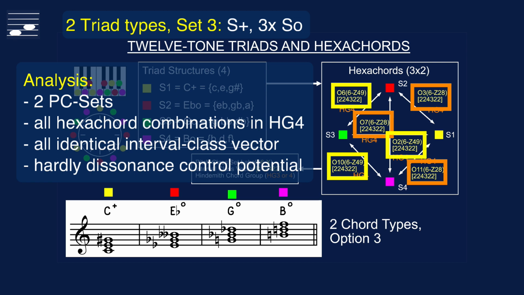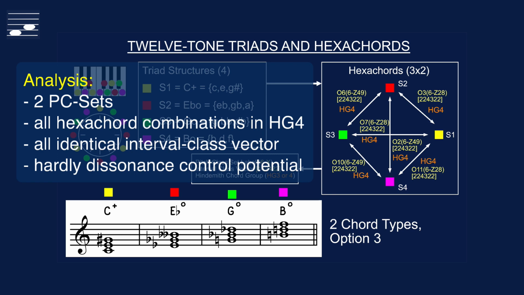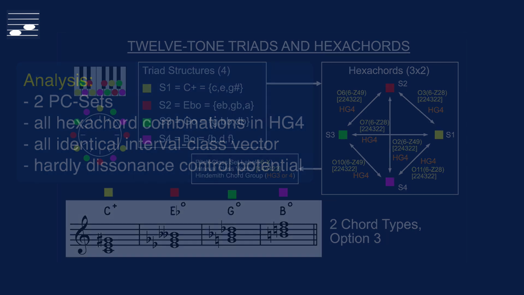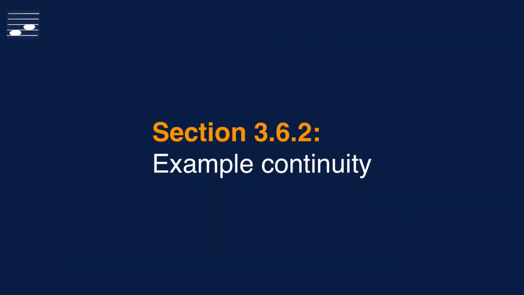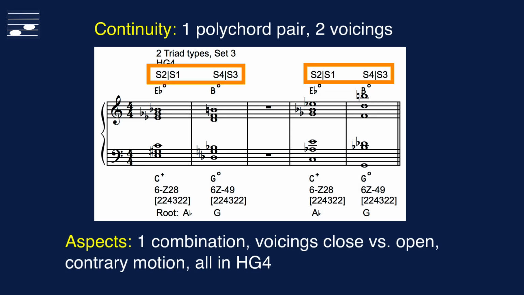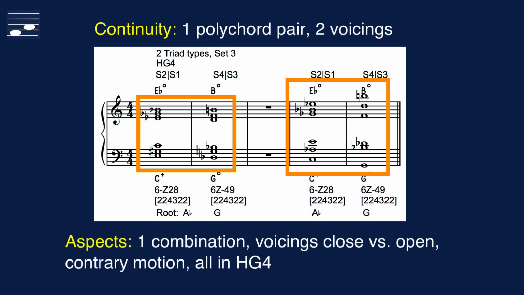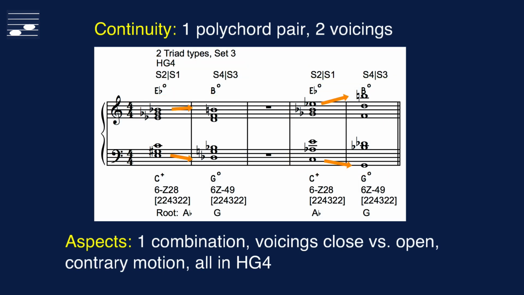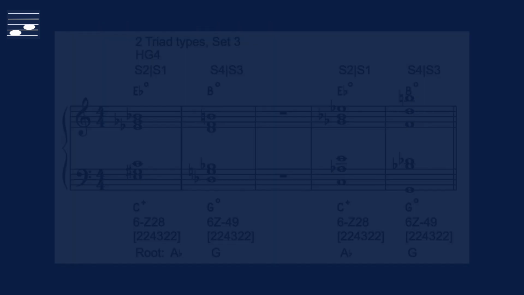And even more remarkable is that they are so-called Z-related, meaning that these sets have the same interval class vector with elements 224, 322. All combinations belong to Hindemith group 4 and there hardly is potential for chord tension control. Still, we will apply a polychord pair, for which here 1 combination and 2 different voicings are shown, the latter a more open voicing with contrary motion in the outer parts. Remember that we have constant Hg4.